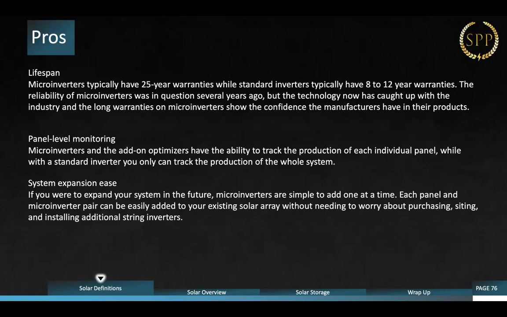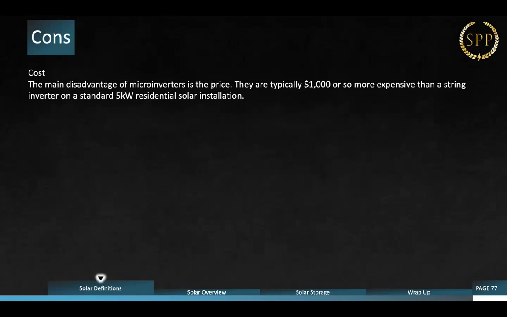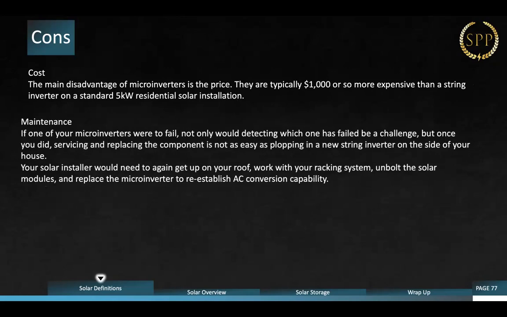Okay. Now for some of the cons. The cost: they are expensive. Microinverters are expensive. They're typically $1,000 more expensive than a string inverter on a standard 5 kilowatt system. The larger the system, the more expensive it is. I've seen it up to $4,000 more expensive to go with microinverters than with the string inverter.